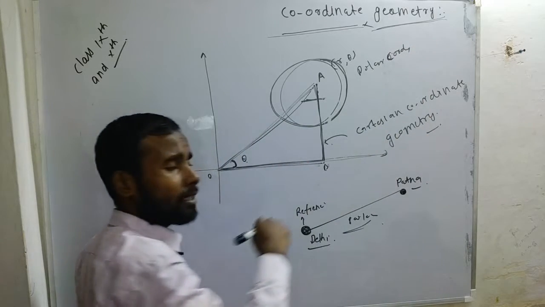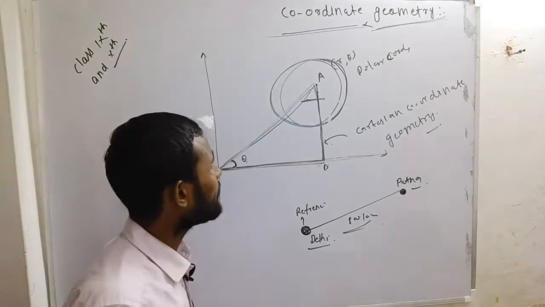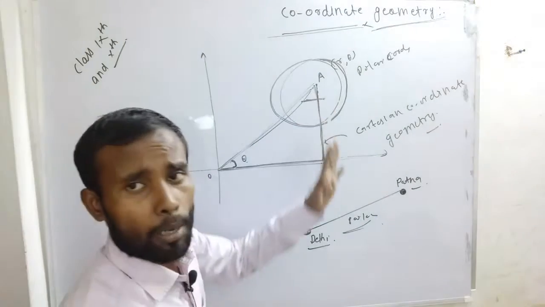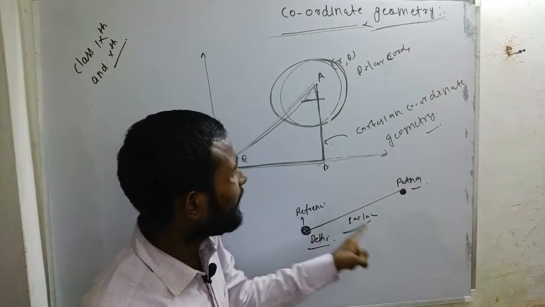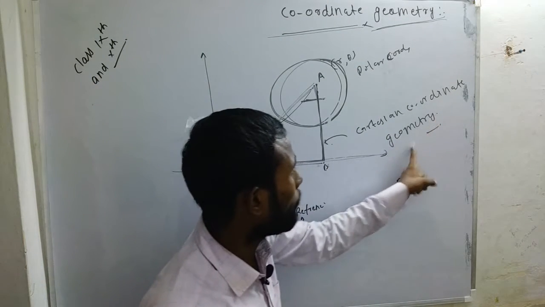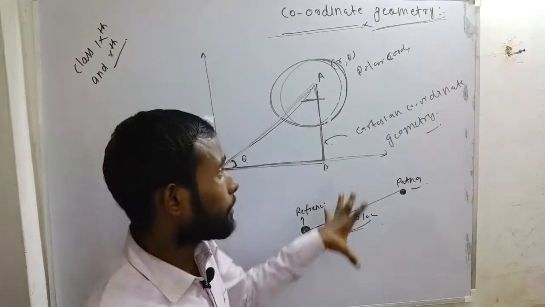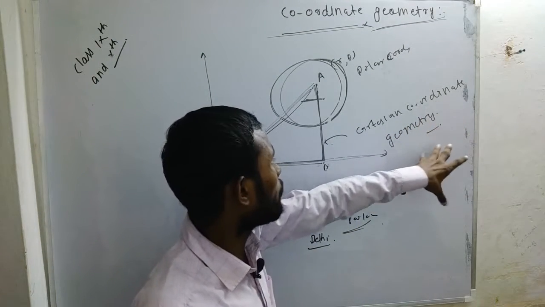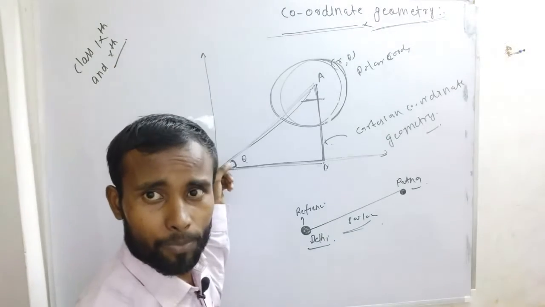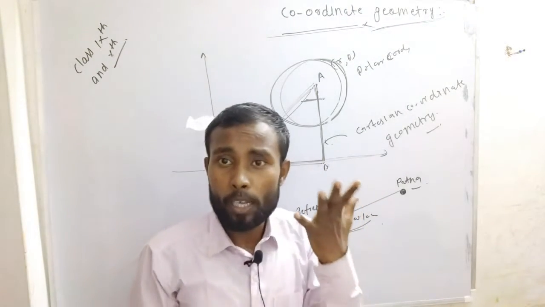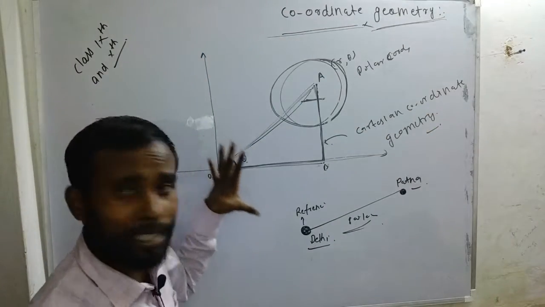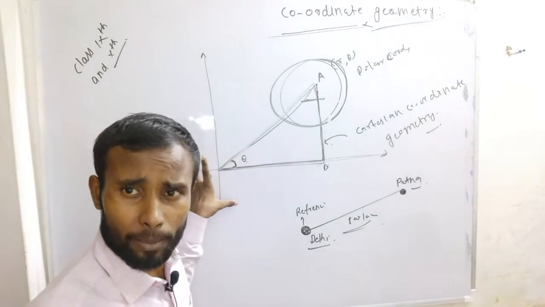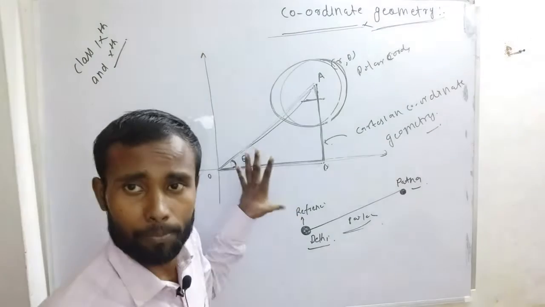Other than these two methods, there are also many processes by which we can reach near this point, but they are out of this syllabus. So we mainly study Cartesian coordinate geometry in this system, under which we take two mutually perpendicular lines. But in higher classes, we also study two oblique lines as a reference frame.